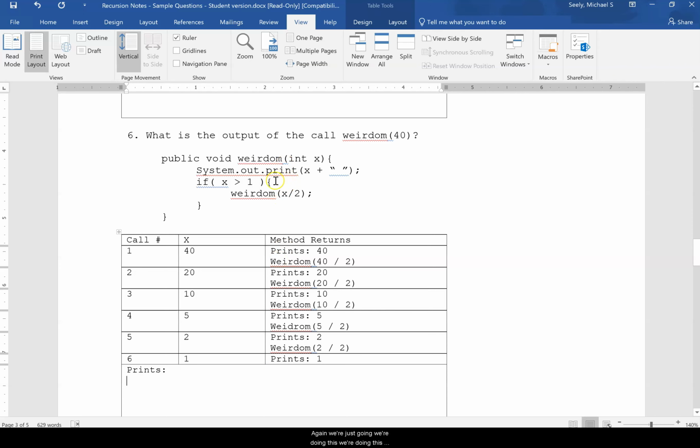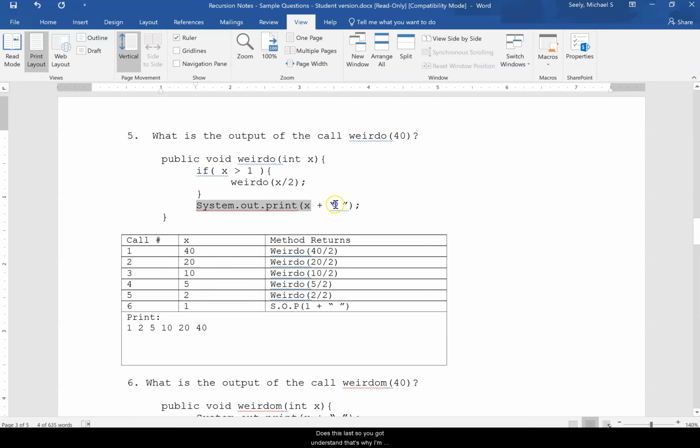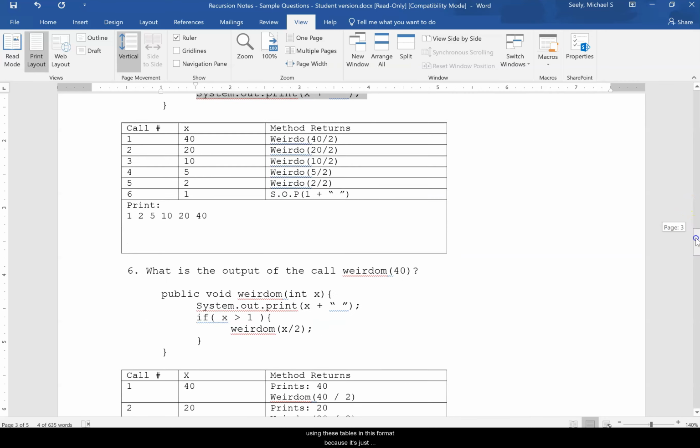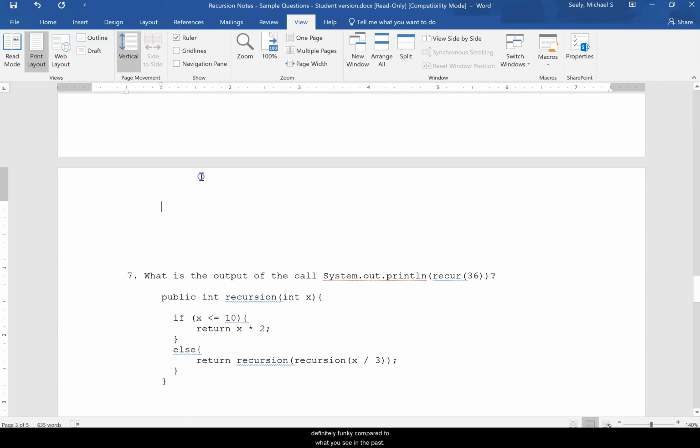Because again, we're doing this first. Okay? So we print 40, 20, 10, 5, 2, and 1. So this one's backwards because this one prints first. This one does this last. So you got to understand, and that's why I'm using these tables in this format, because it's definitely funky compared to what you've seen in the past.